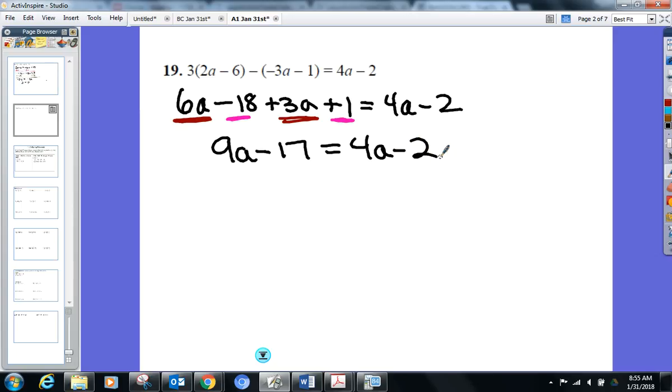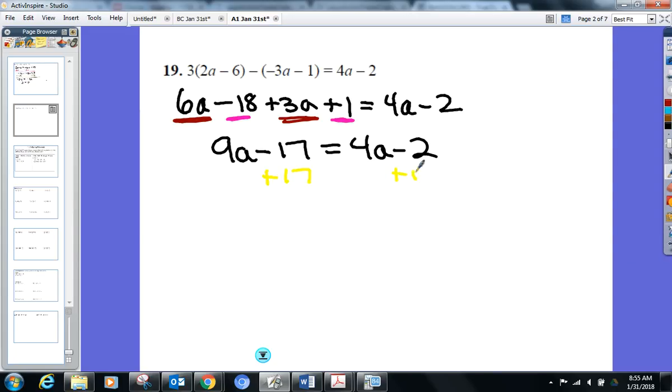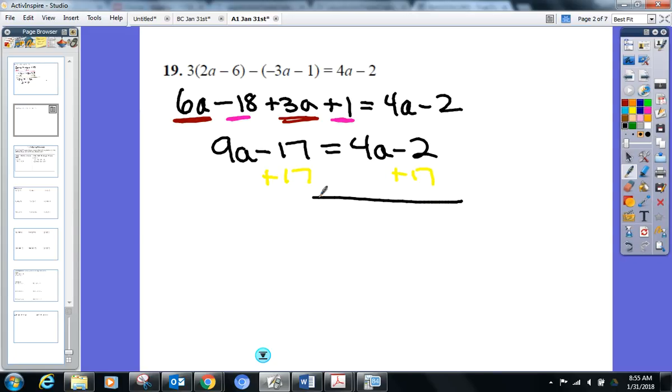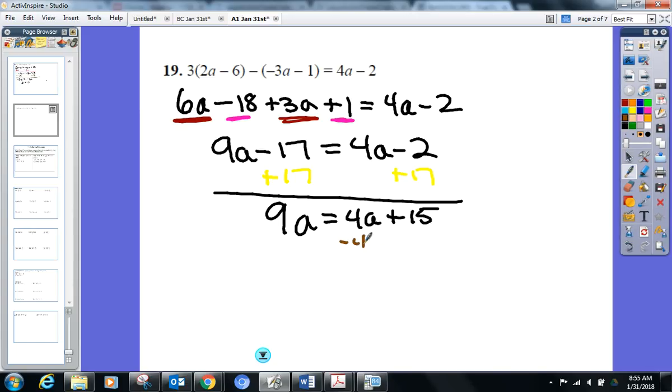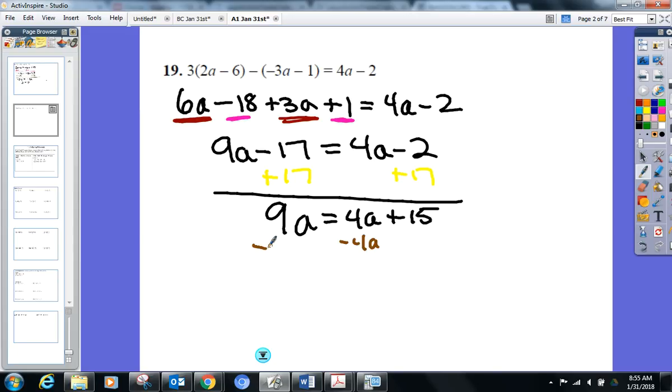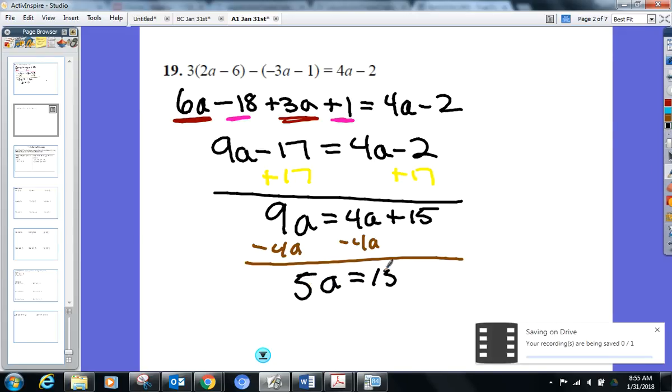However you want to proceed from here. A lot of different things. Anybody have a preference? Add 17. Fine. 9a equals 4a plus 15. Yep, subtract the 4a over. 5a equals 15, so my value of a is 3.